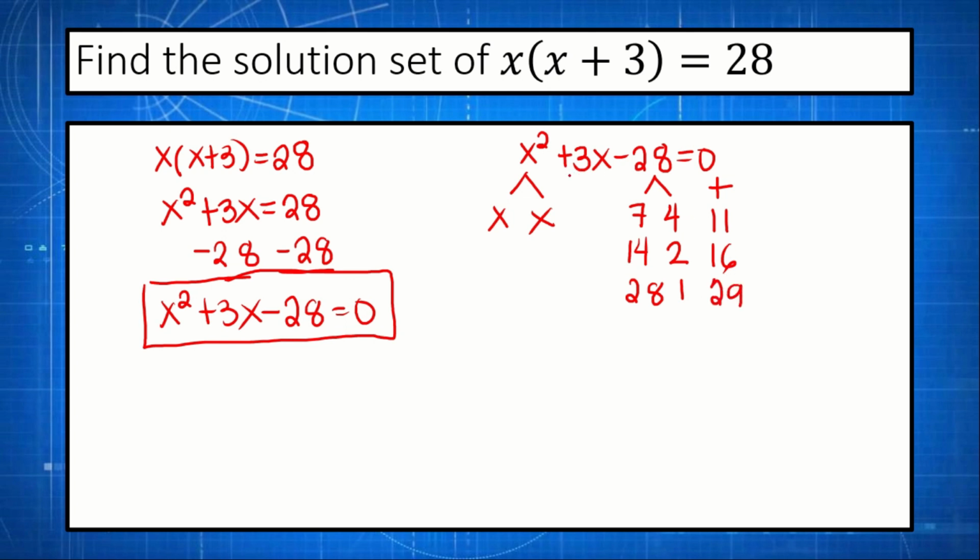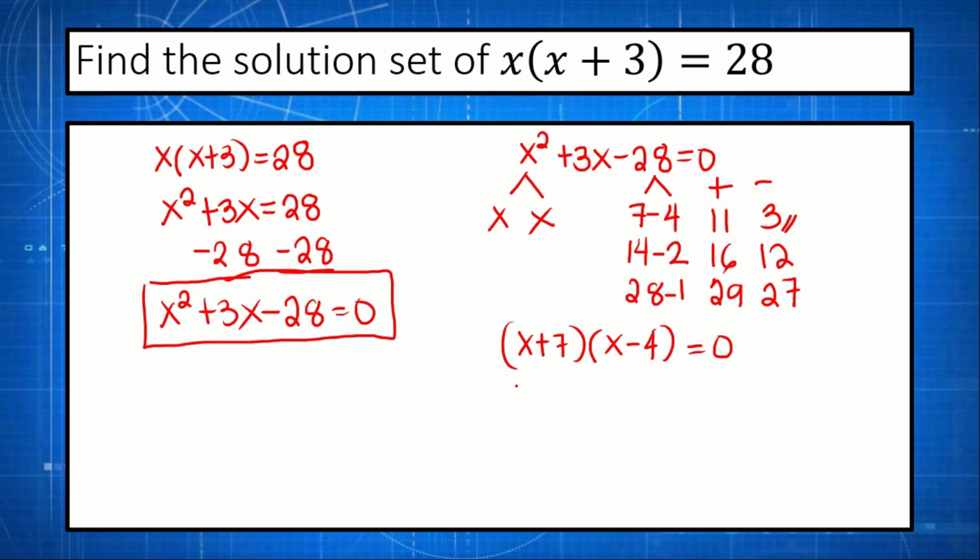Notice that we did not get positive 3. So our next step is we'll apply subtraction. So 7 minus 4, we have 3. 14 minus 2, we have 12. And 28 minus 1, we have 27. So we have now positive 3 here. Therefore, these are the factors of x squared plus 3x minus 28. We have x plus 7 multiplied to x minus 4 is equal to 0.